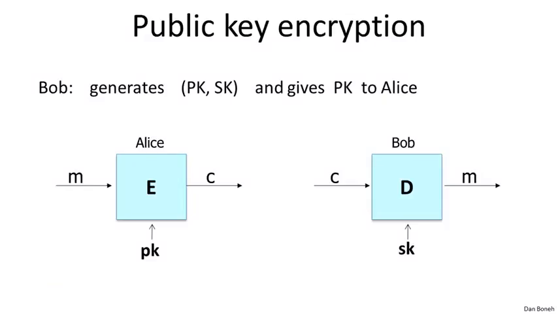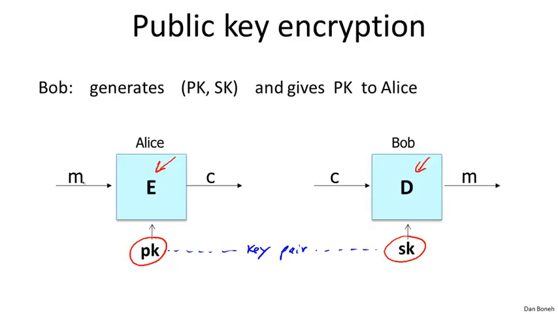So let me remind you that in a public key encryption scheme there is an encryption algorithm which we as usual denote by E, and there's a decryption algorithm which we denote by D. However, here the encryption algorithm takes a public key while the decryption algorithm takes a secret key. This pair is called a key pair, and the public key is used for encrypting messages while the secret key is used for decrypting messages.